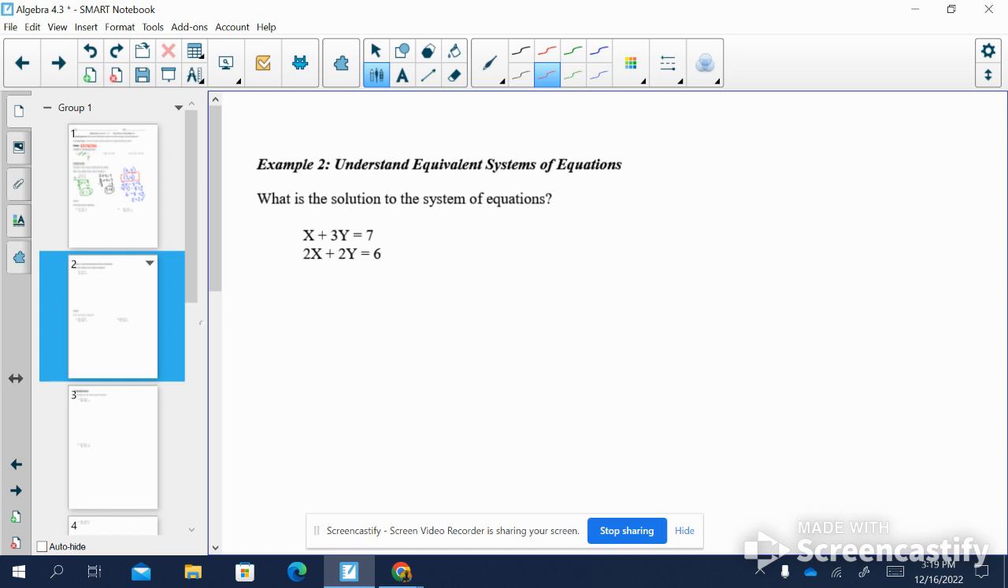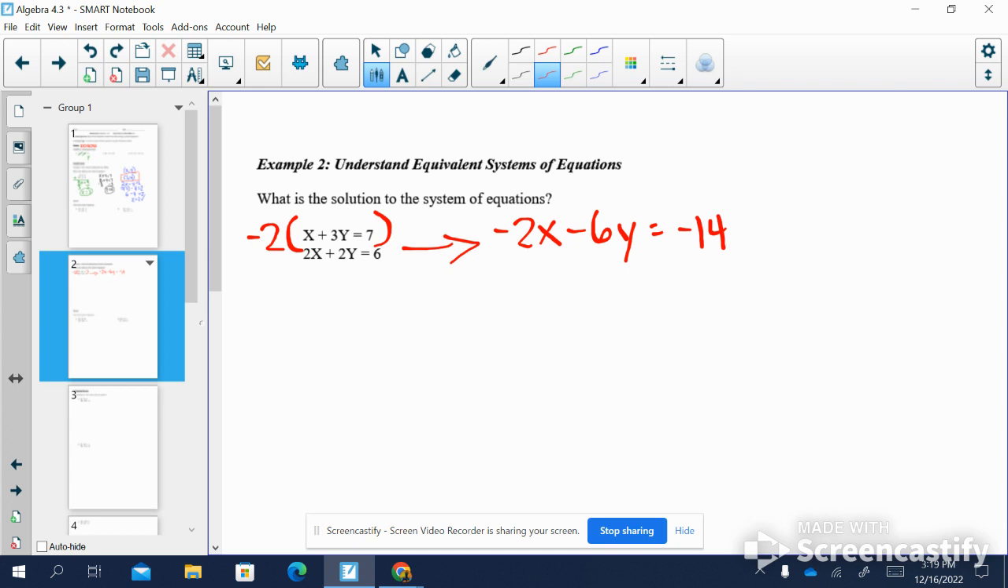But I can't just change that and not change the y and not change the 7. So if I'm going to make that x a negative 2x, the way I do that is by multiplying the entire equation by -2. So this is what I get. -2 is being distributed to the x, which gets me a -2x. -2 is getting distributed to the 3y, which gets me a -6y. And -2 is being distributed to the 7, which gets me a -14.